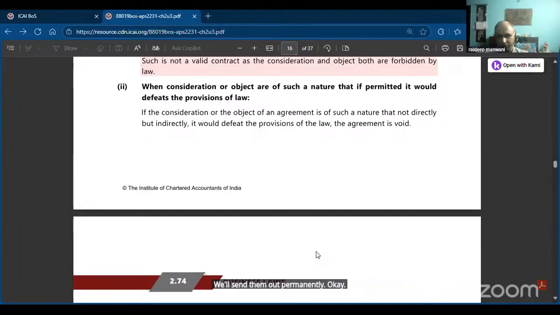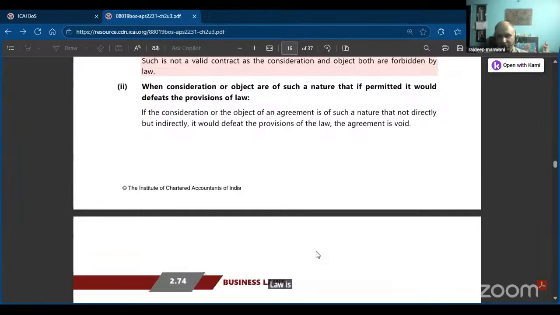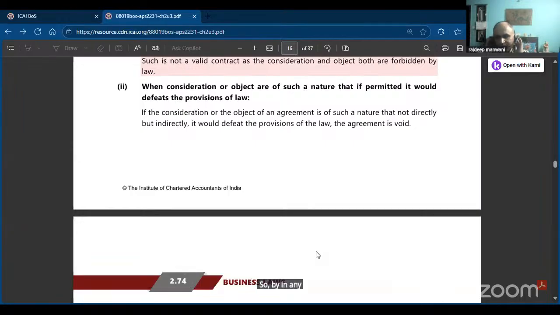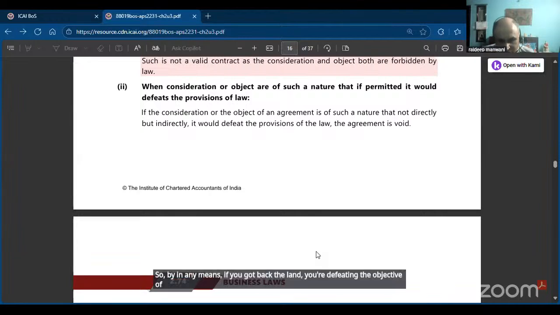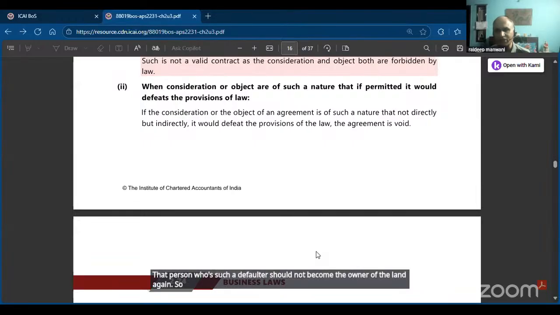Okay, coming to the point. The court held that it's not the farmer who will win the case, it's the government. Because remember, I told you law is not only in letter, it is in spirit. Spirit is what did the lawmakers think when they said you don't buy back the land? They meant that that person shouldn't own the land. So by any means, if you got back the land, you're defeating the objective of the law. The objective of the law is that such a defaulter should not become the owner of the land again. So by corrupt means, you observed the law in letter, but you didn't observe it in spirit.